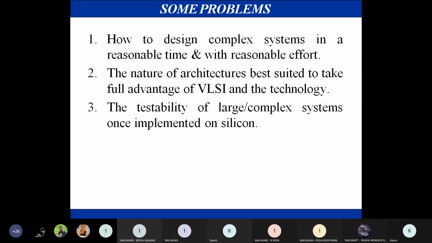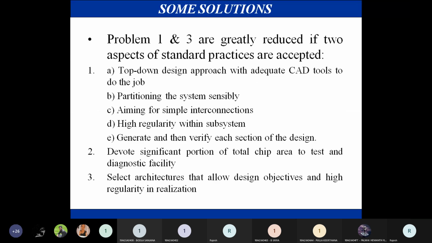And whatever you manufacture, the IC manufacturer must be tested, implemented on silicon. So for a subsystem, these 3 problems we have created and the corresponding solutions we are looking at: first and third, you have to design in a reasonable time and with less effort. How that is done, we are going to see. And third one is you have to test it.